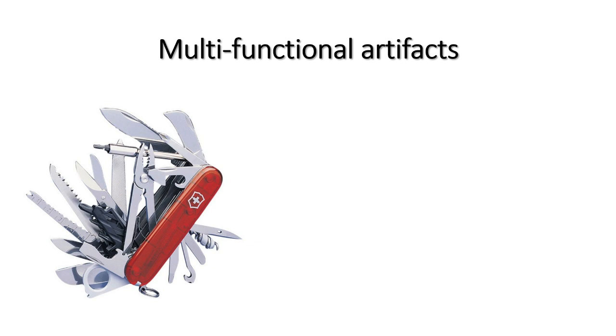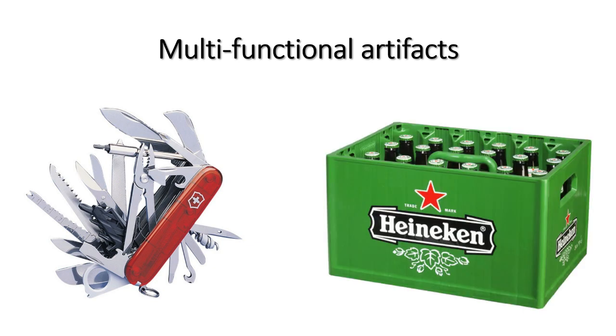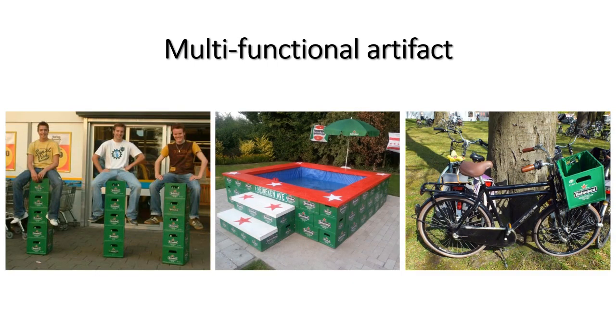So if a hairdryer can be used for drying hair but also for lighting a barbecue, likewise the classic example of the Swiss Army knife can perform many functions. But likewise, a simple crate that is actually designed to hold bottles of beer and will allow you to transport it easily can also be used for many different functions.